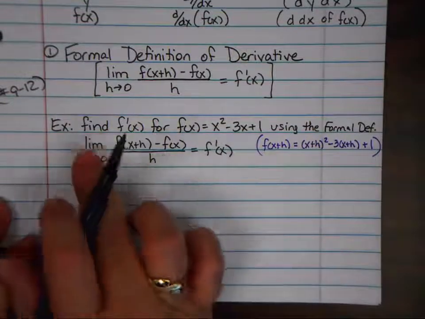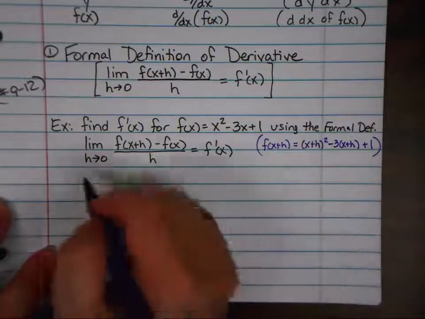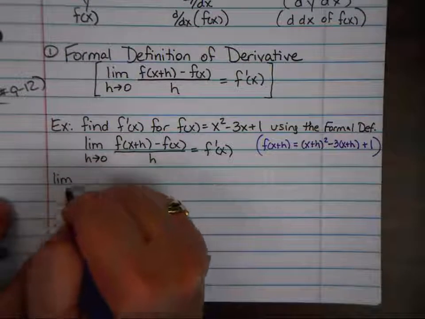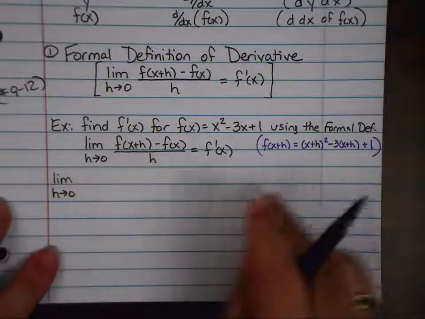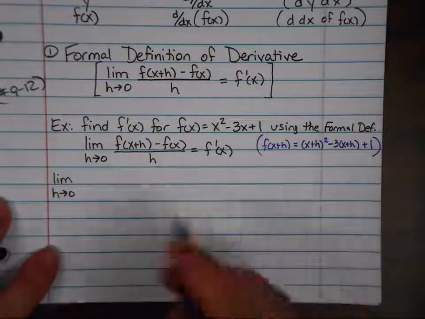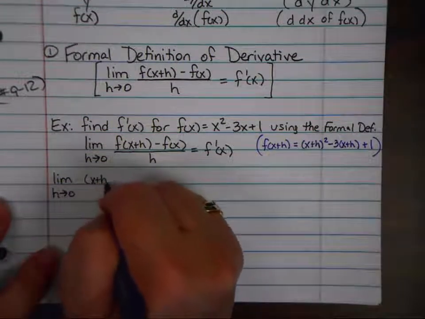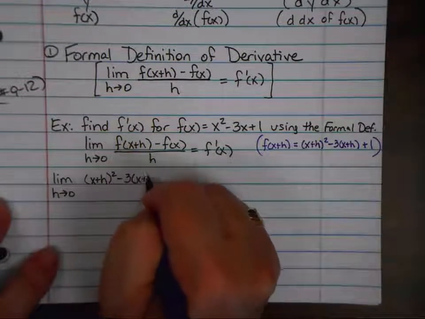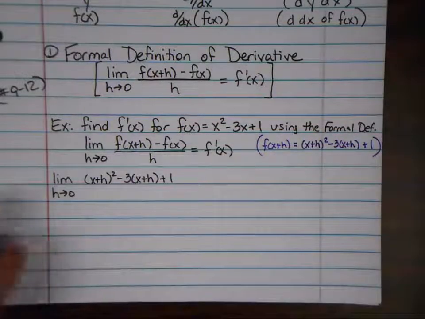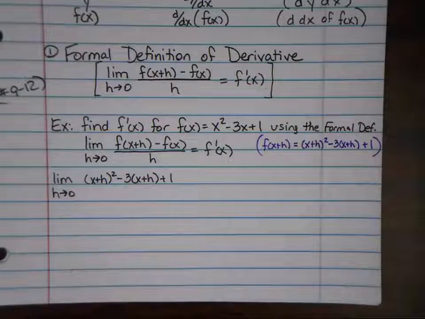So now we're going to start doing the math. I'm going to move over to the left so I got plenty of room. Limit as h approaches 0. I need to now plug in f of x plus h. So all this stuff on the right, I got to copy it down. X plus h squared minus 3 times x plus h plus 1 is f of x plus h.